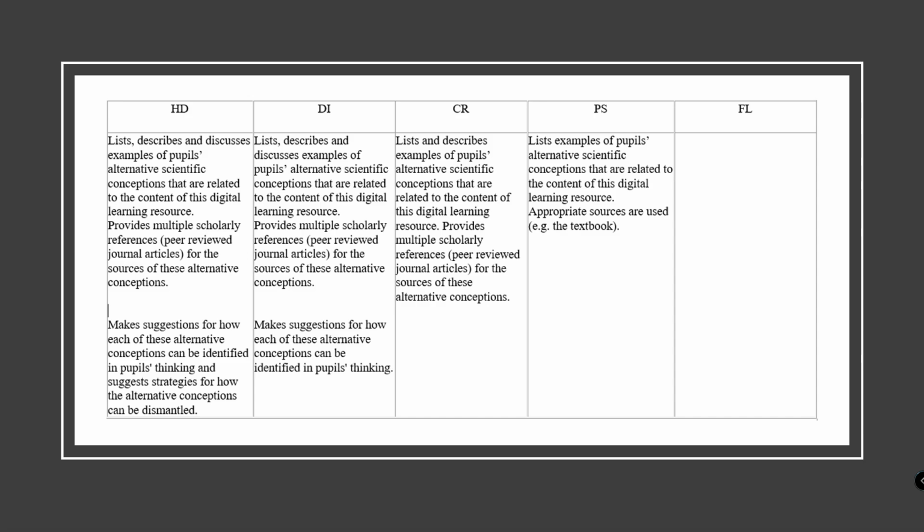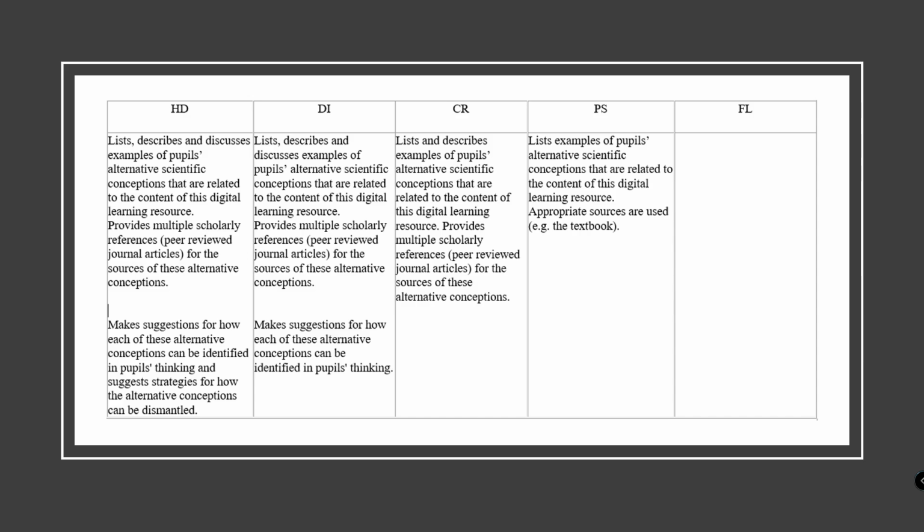That's it. Don't need to give me 10. Don't need to give me a full journal article. It's only 2 pages. And at an extra level, you make suggestions for how each of these alternative conceptions can be identified in pupils' thinking. Now, this is for the report only. If it makes sense to have it in your resource, absolutely. You can have it in your resource. But if we find it in the report and it makes sense there, you'll get the marks for it.